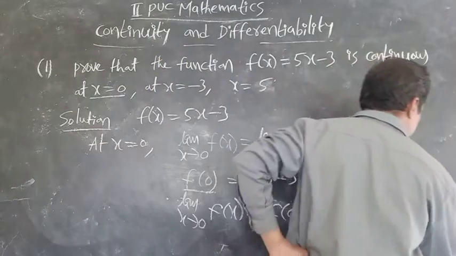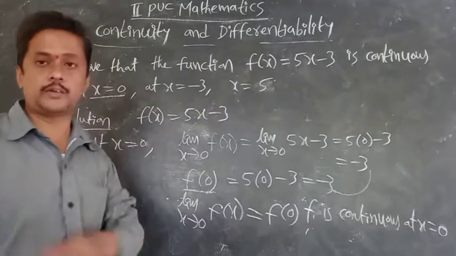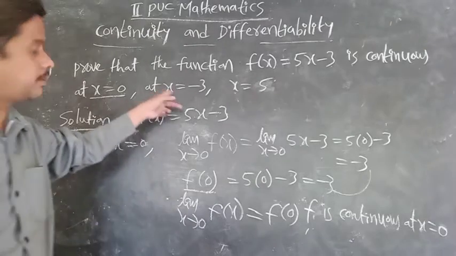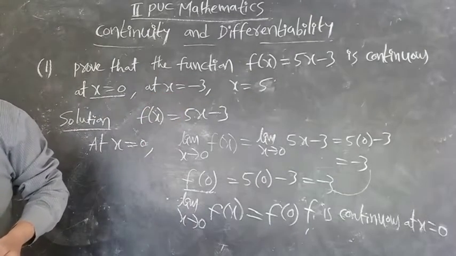Continuous at x equals 0. That's it. This is the first problem. Understood? Next, we will move to the second problem.